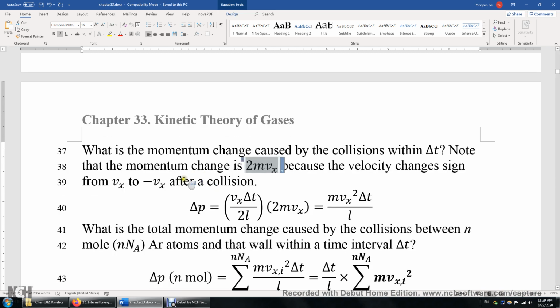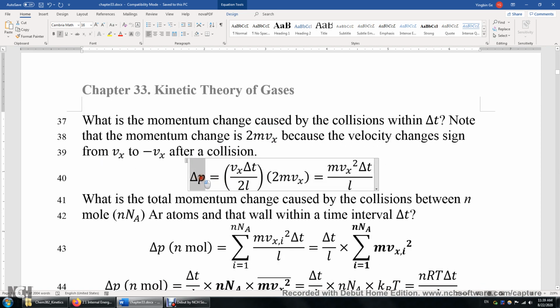All right, so the momentum change within time period delta t is the number of collisions within this time period. So it's Vx times delta t over 2L. That's the number of collisions. And over here, this is the amount of momentum change. So if you multiply these two together, we'll get the total momentum change caused by the collisions to this traveling argon atom.